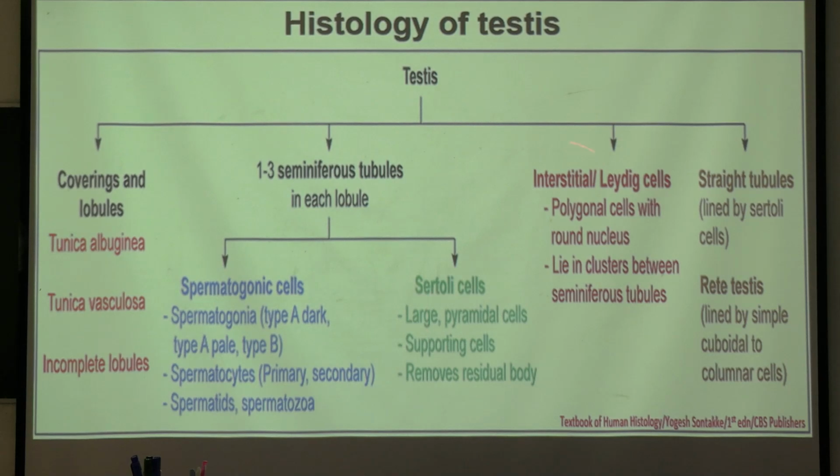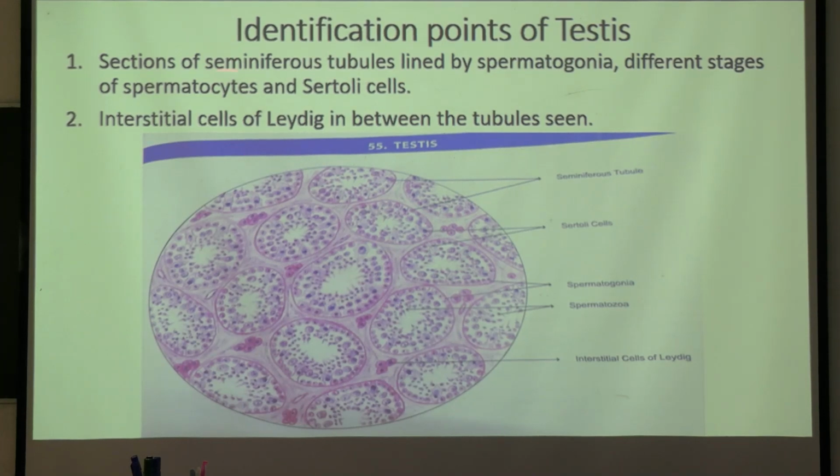Interstitial or Leydig cells are polygonal cells with a round nucleus, lying in clusters between the seminiferous tubules. Then there are straight tubules lined by the Sertoli cells, and rete testis lined by simple cuboidal to columnar cells. So you have to write down these 2 points in your histocopy for histology of testis.